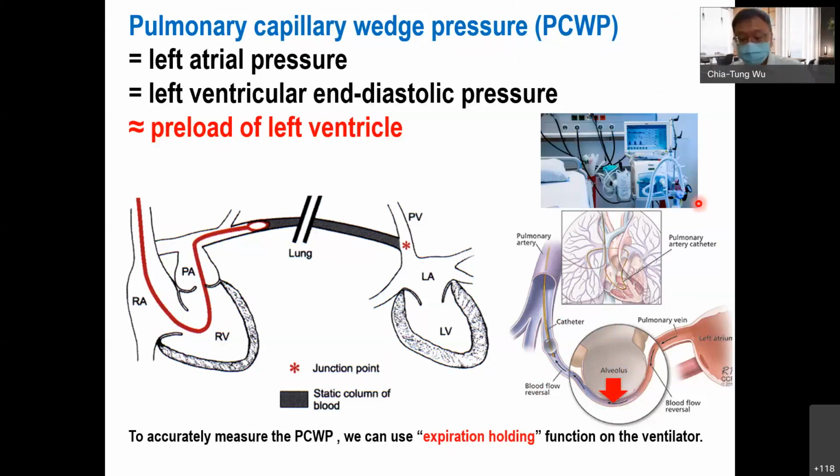So if the patient is intubated, and if we really need to measure this PCWP, we need to transiently stop the positive pressure in the ventilator, to turn off the positive pressure. Then we can measure the PCWP.